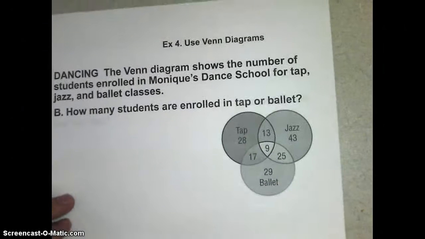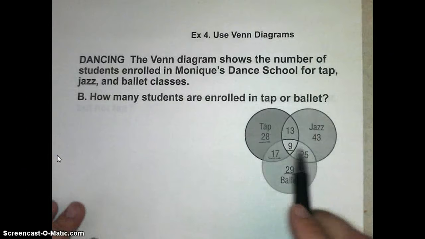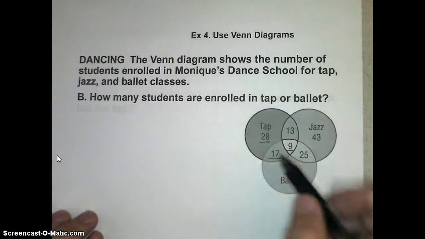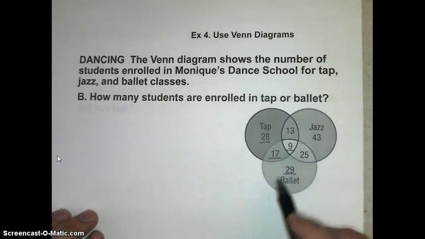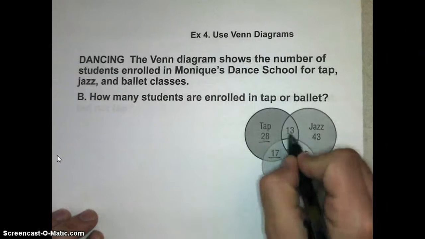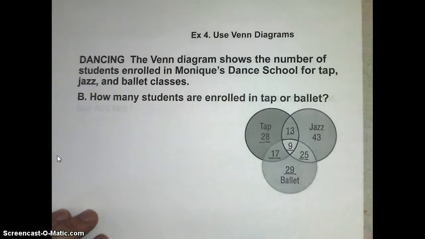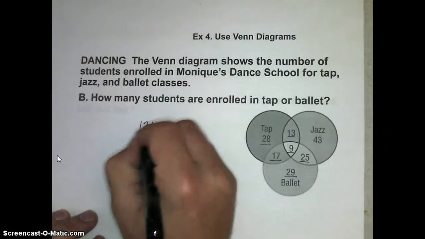Part B asks how many students are enrolled in tap or ballet. That is going to include all of the students that are either in tap or ballet. So we're going to include all the numbers in tap and all the numbers in ballet and add up these 6 numbers. When you add 28, 13, 17, 9, 29, and 25, we get a grand total of 121 students.